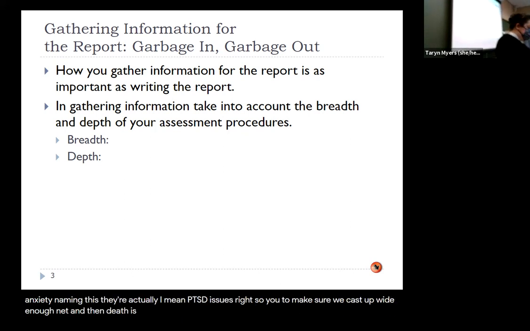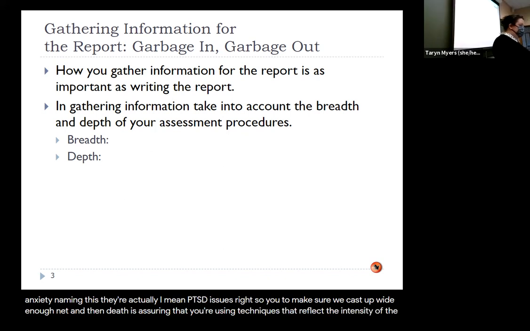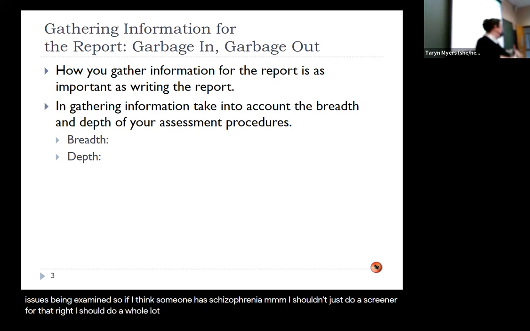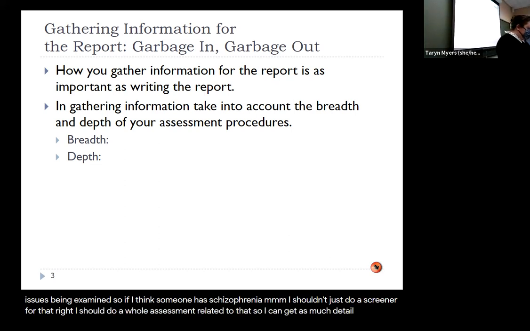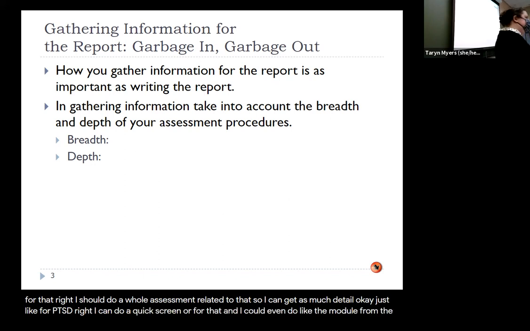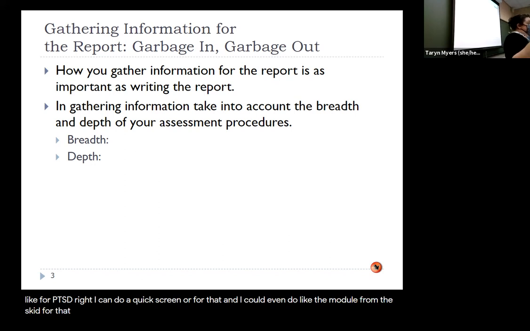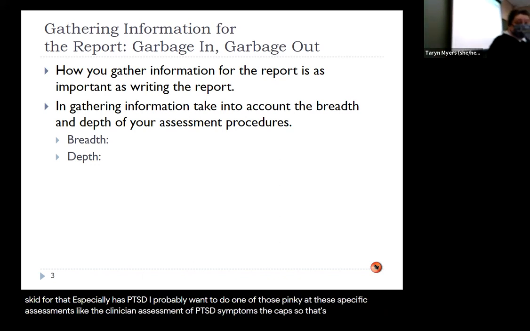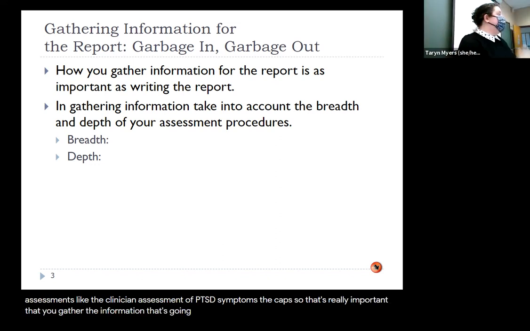And then depth is assuring that you're using techniques that reflect the intensity of the issues being examined. So if I think someone has schizophrenia, I shouldn't just do a screener for that, right? I should do a whole assessment related to that so I can get as much detail as I need. Just like for PTSD, right? I can do a quick screener for that, and I could even do the module from the SCID for that. But if I'm thinking this person has PTSD, I probably want to do one of those PTSD specific assessments, like the Clinician Administered PTSD Scale, the CAPS. So that's really important, that you gather the information that's going to help you make those decisions.